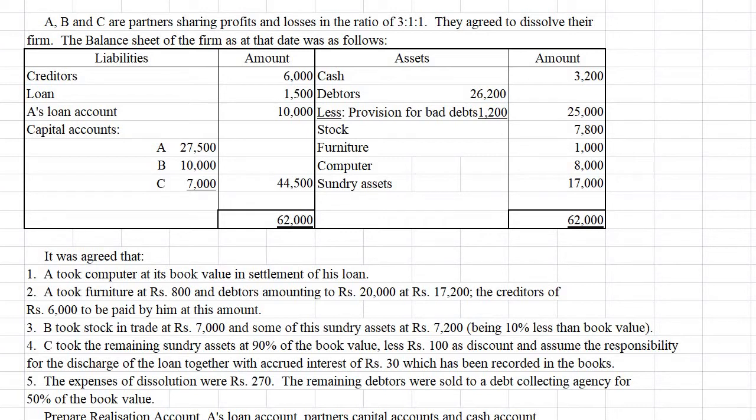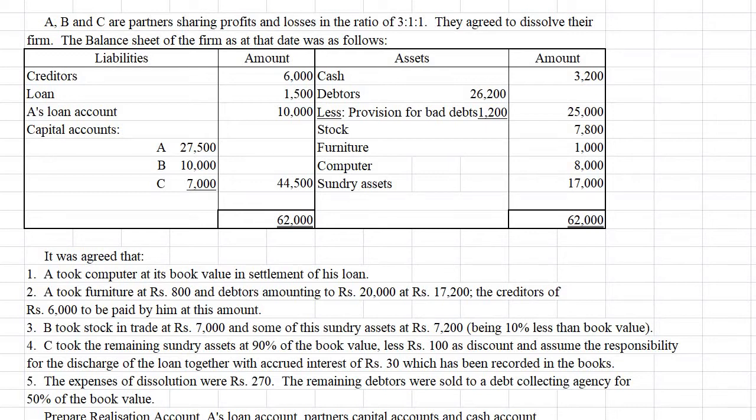Okay. Then C took the remaining sundry assets. So how much is taken by B? The remaining amount of sundry assets is taken over by C at 90% of the book value, less rupees 100 as discount.